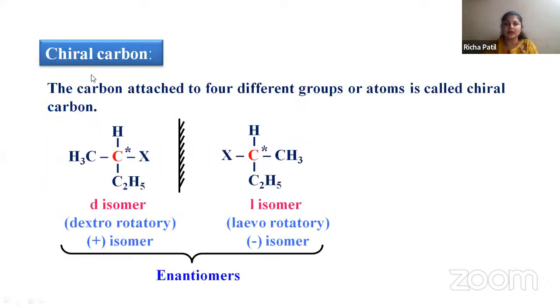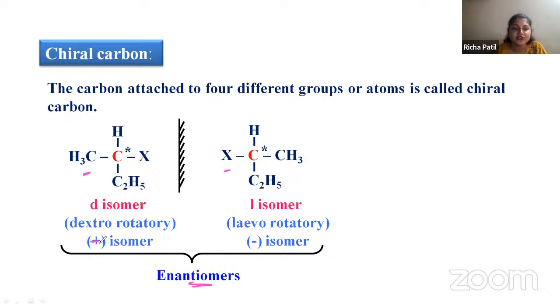Now we'll see chiral carbon. What do you mean by chiral carbon? The carbon attached to 4 different groups or atoms is said to be a chiral carbon. Here you can see the example: this carbon C is a chiral carbon. Why? It is attached to 4 different groups. If you place a mirror on this image, will it coincide? No. Will CH3 coincide? No. So these are non-superimposable mirror images, called enantiomers.